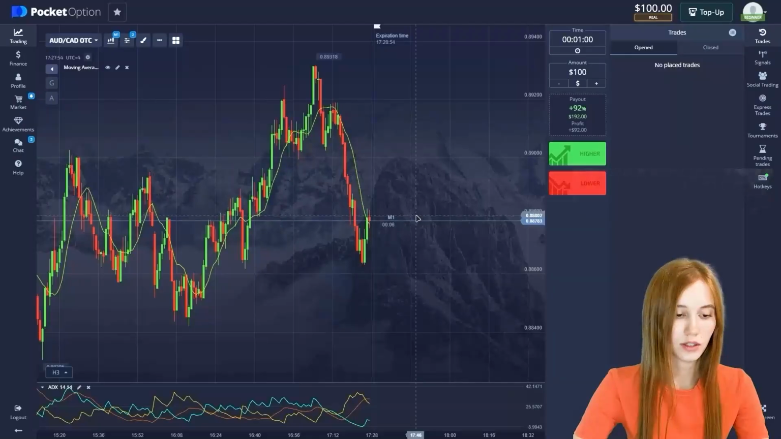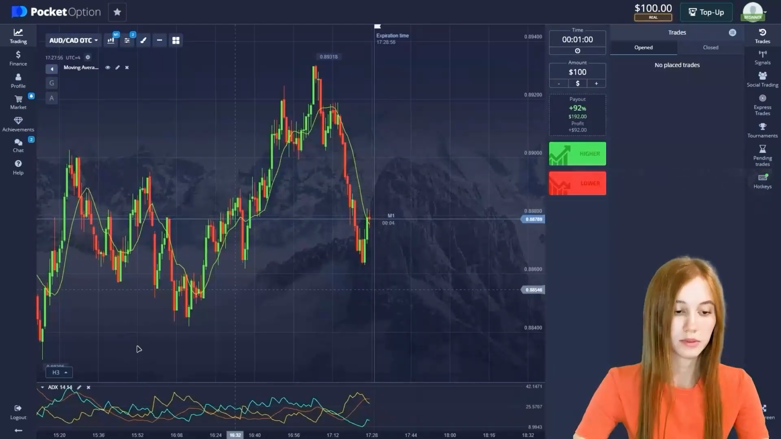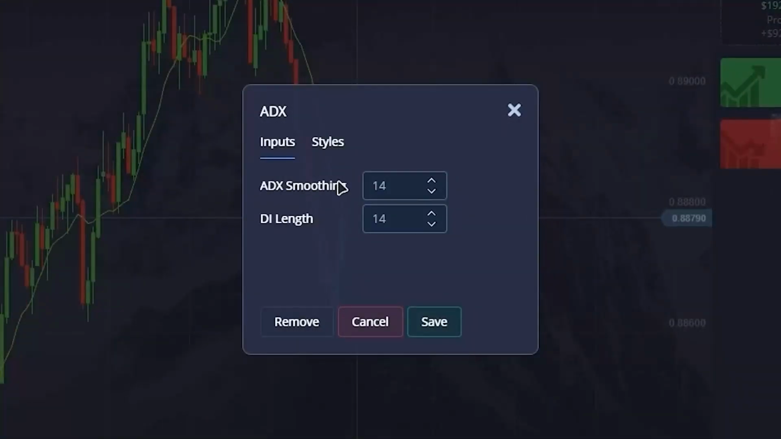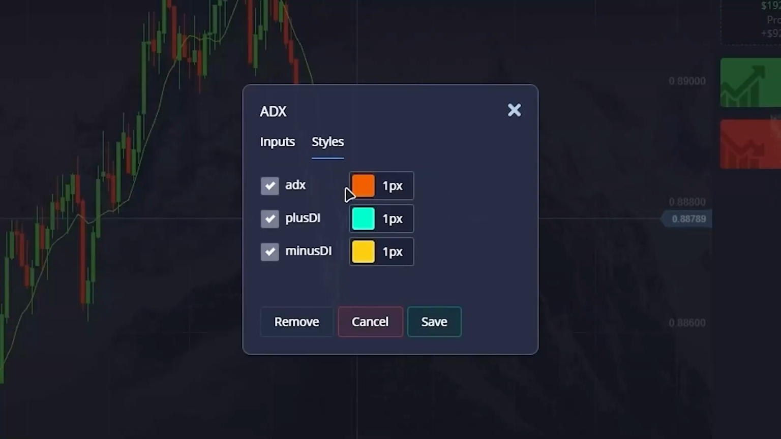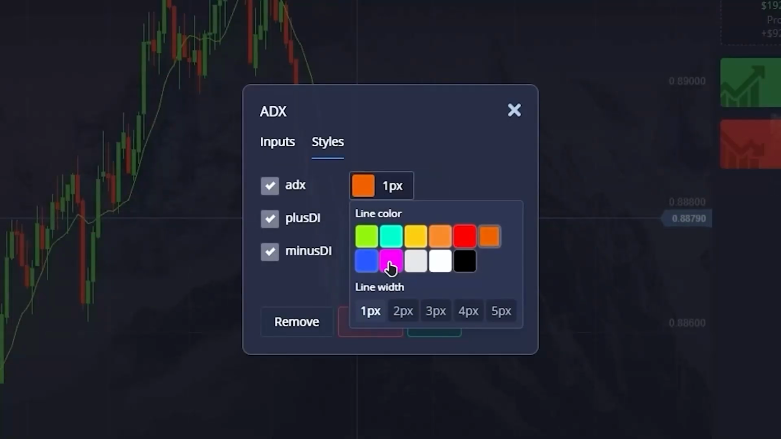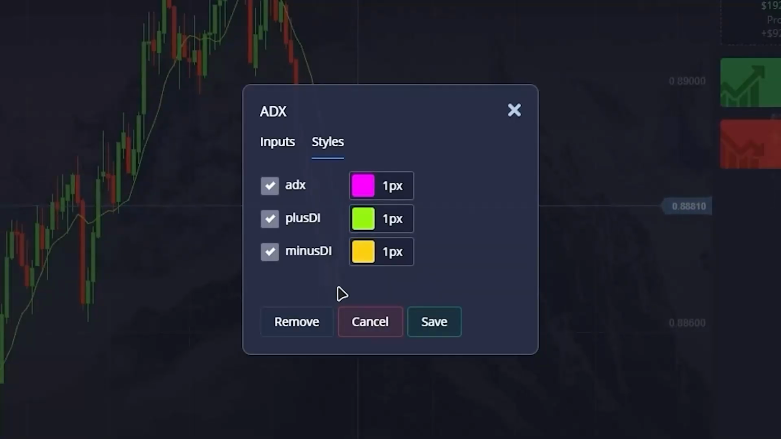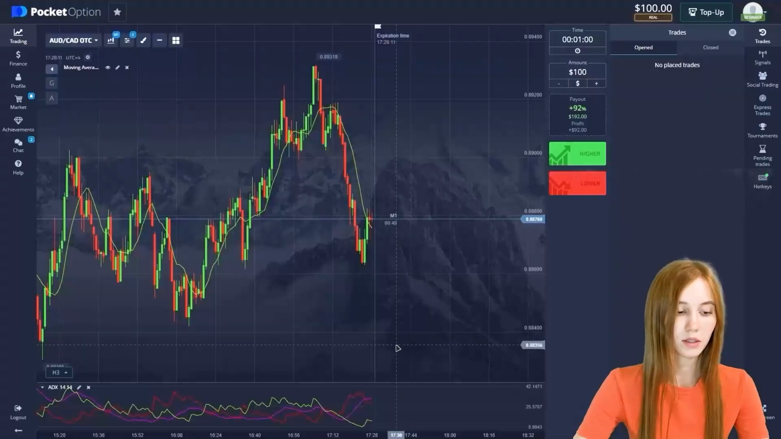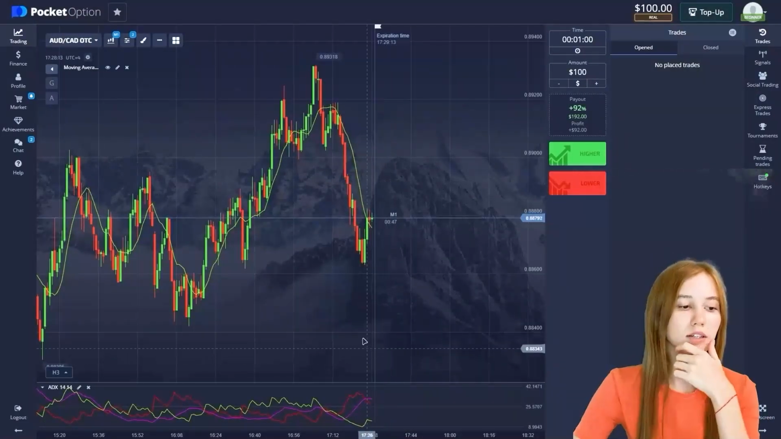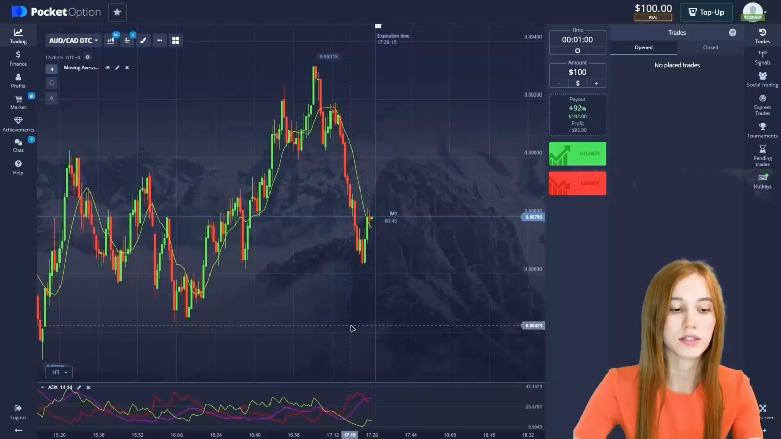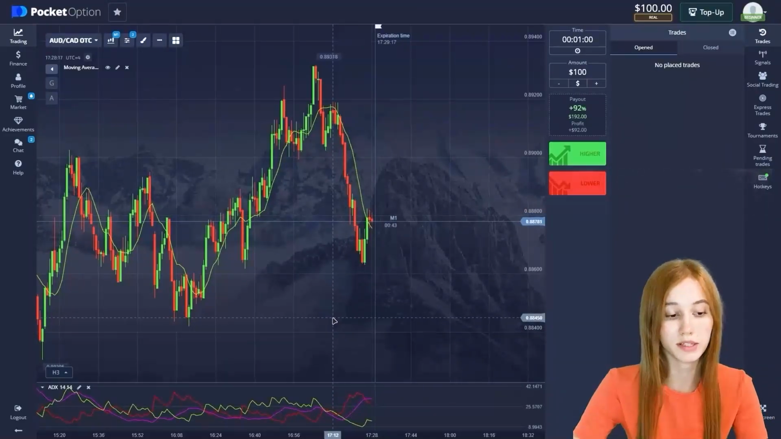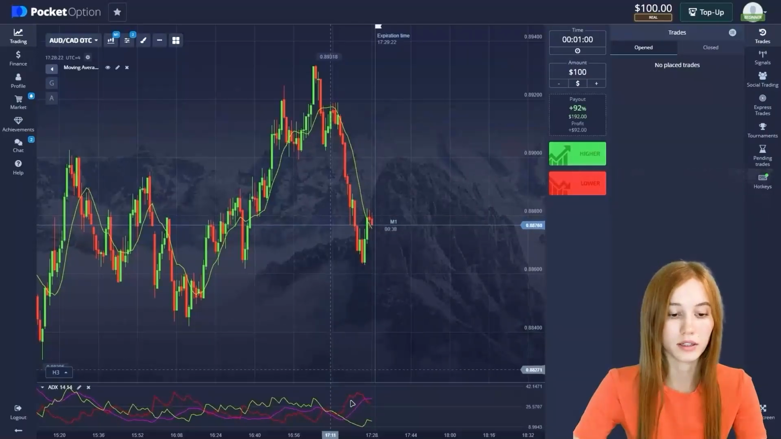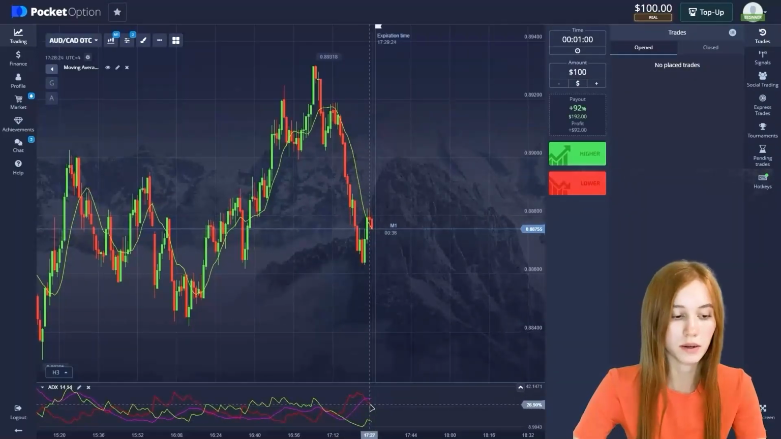Let's change the ADX setup a bit. Let's make the line purple. Let's make plus DI green, minus DI red. This way it will be more beautiful and clear. Let me tell you about it. The ADX indicator shows the average distance between two components, plus DI and minus DI, that's between the green and red lines for a certain period of time.